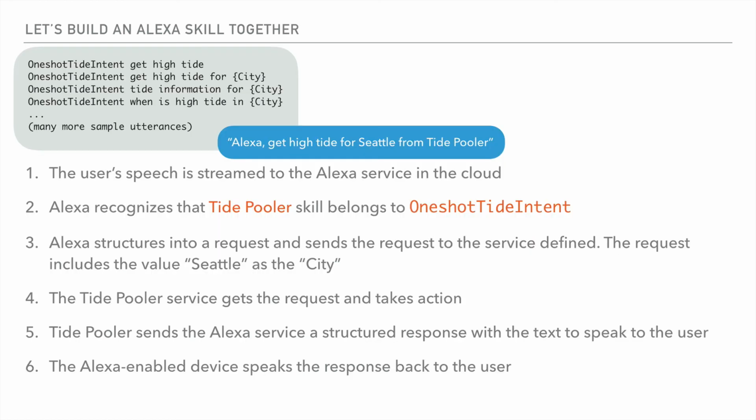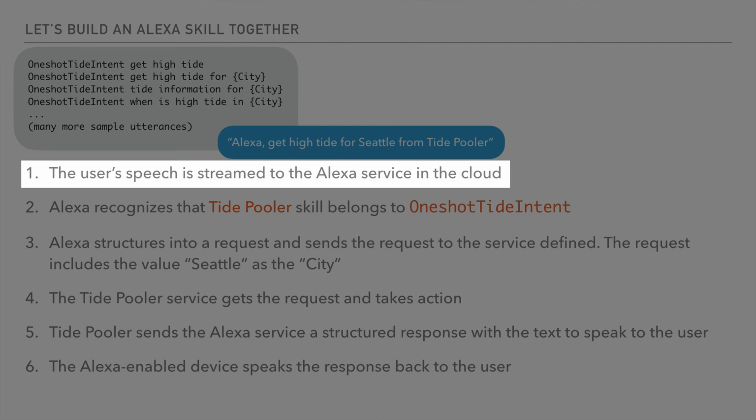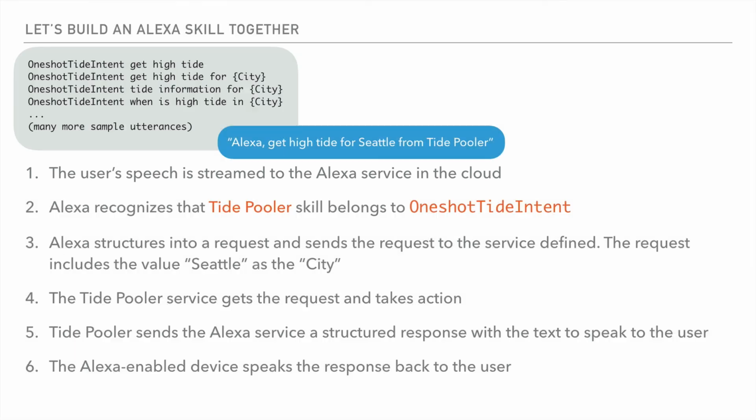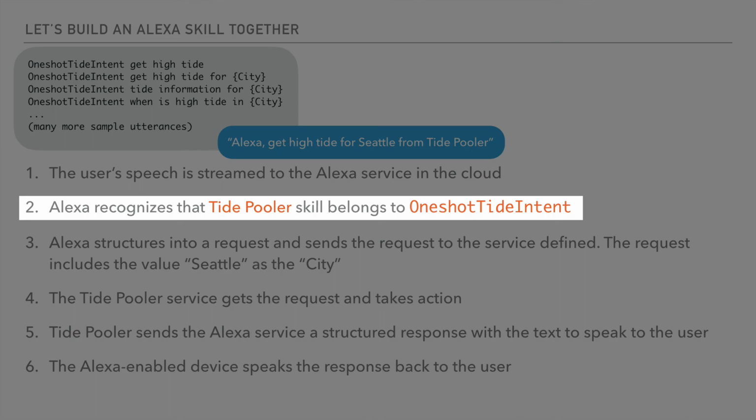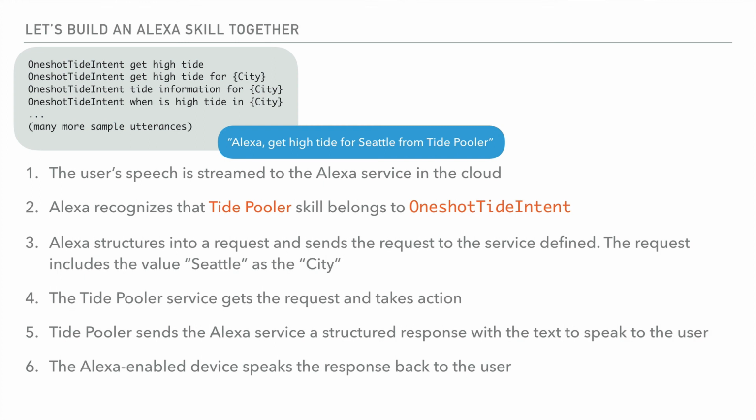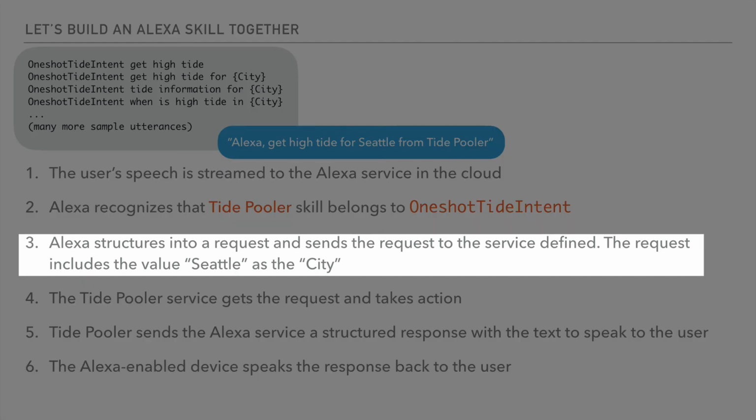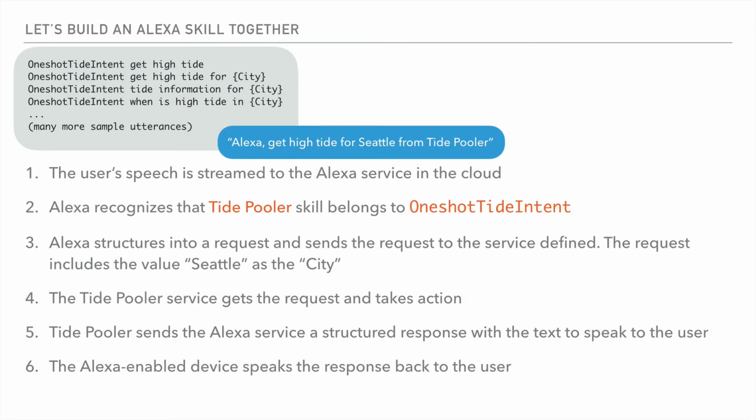So when someone says, Alexa, get high tide for Seattle from Tide Pooler, here's what happens. First, the user's speech is streamed to the Alexa service in the cloud. Then Alexa recognizes that Tide Pooler, that skill, belongs to one-shot tide intent. Then Alexa structures it into a request and sends the request to the service. It knows where to find it. It's either in AWS, the skill could be hosted in Azure Functions, it could be sitting on a server somewhere. The request includes the value Seattle as the city, that's the slot.